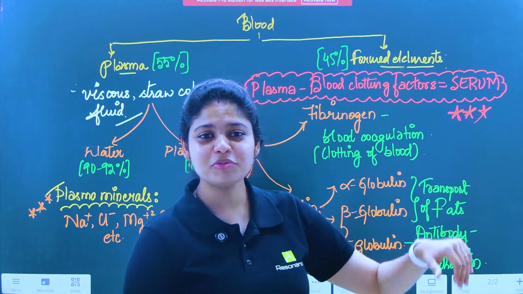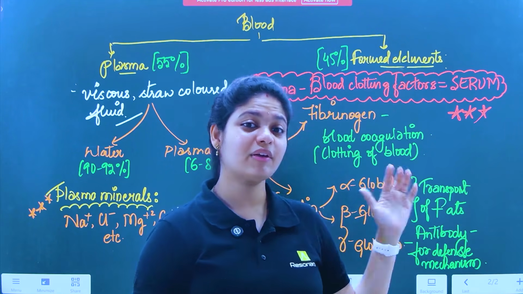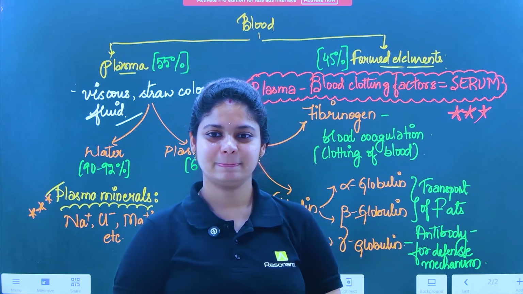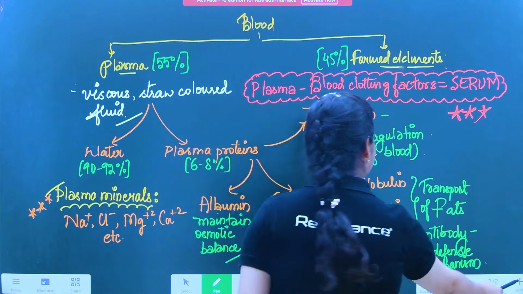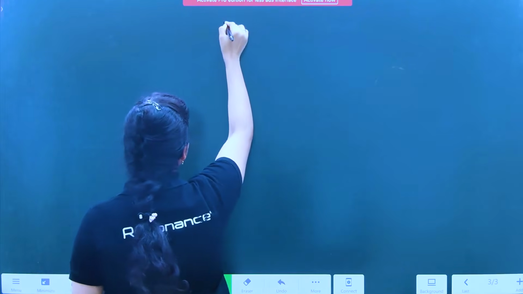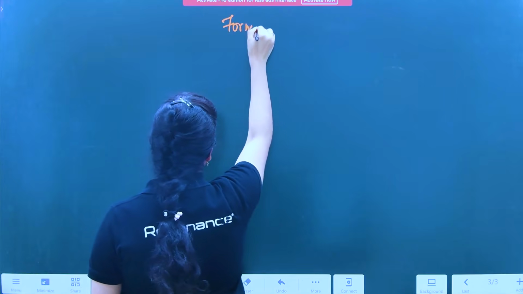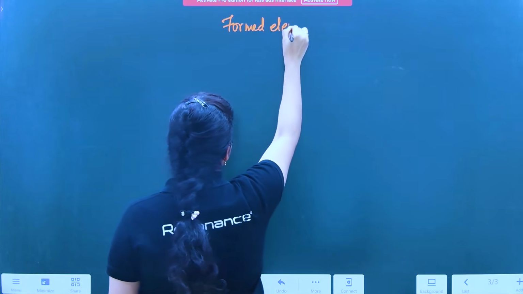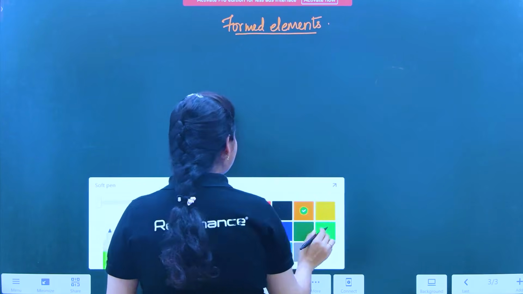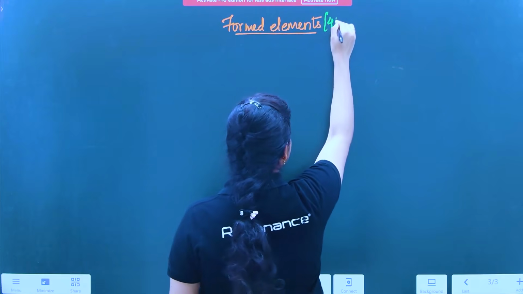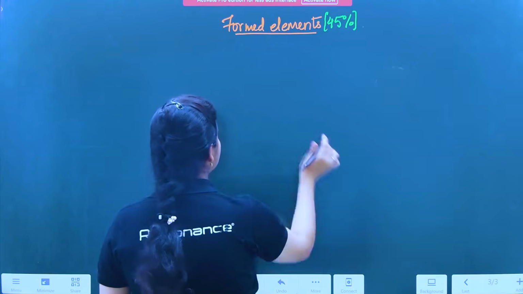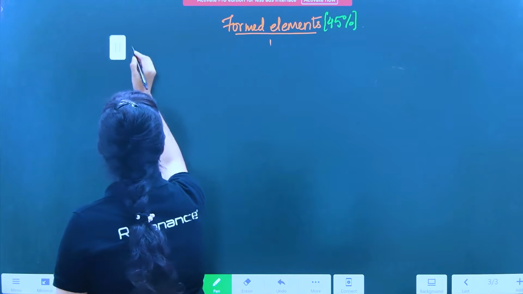Okay, so shall we now move to formed elements? With this, we have completed plasma. Shall we move to formed elements? Sure. I will restart that flowchart. Now I'll directly start right here from formed elements. How much quantity of formed elements was there? 45 percent, right?